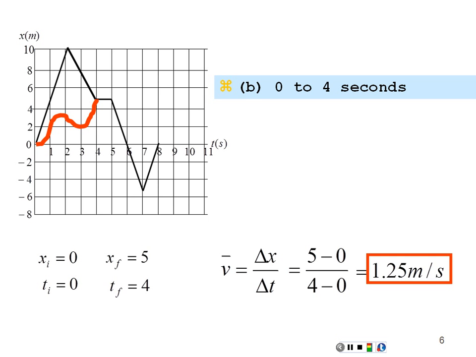What would be our average speed, though? Speed is our total distance traveled over our time. And in this case, our total distance traveled was the 10 plus 5, 15 meters, divided by 4 seconds. So we have 15 meters covered in 4 seconds. That would be 15 divided by 4, 3.75 meters per second. So we have an average velocity of 1.25 meters per second, but we have an average speed of 3.75 meters per second. So they are indeed different.